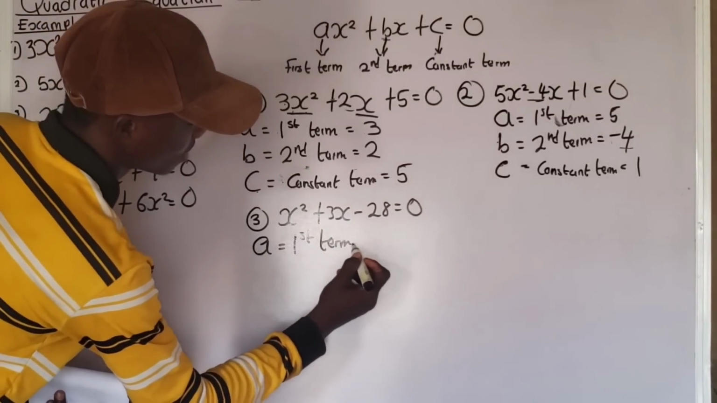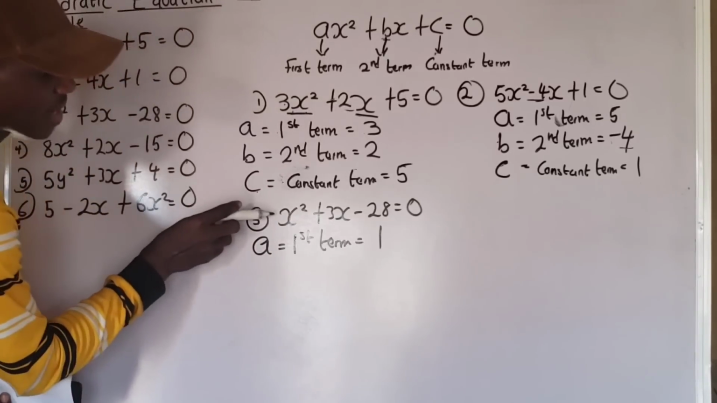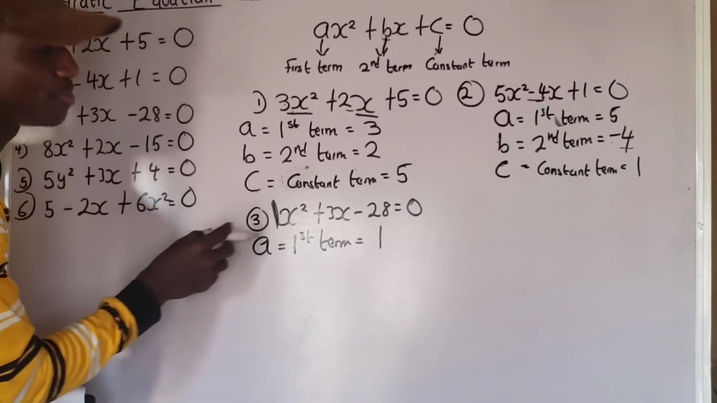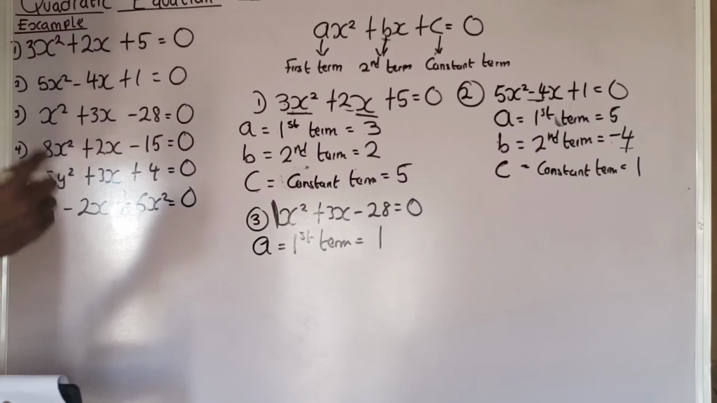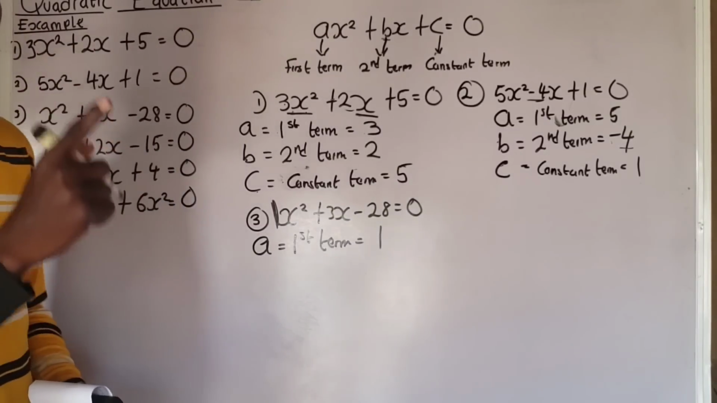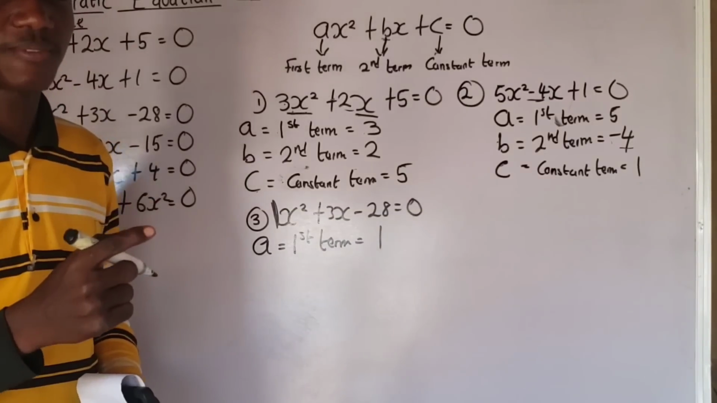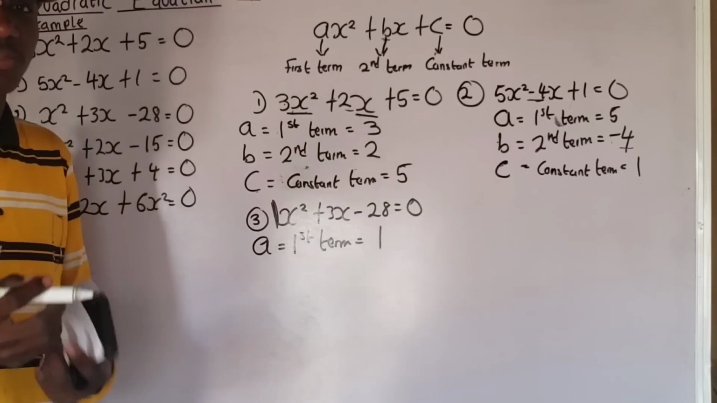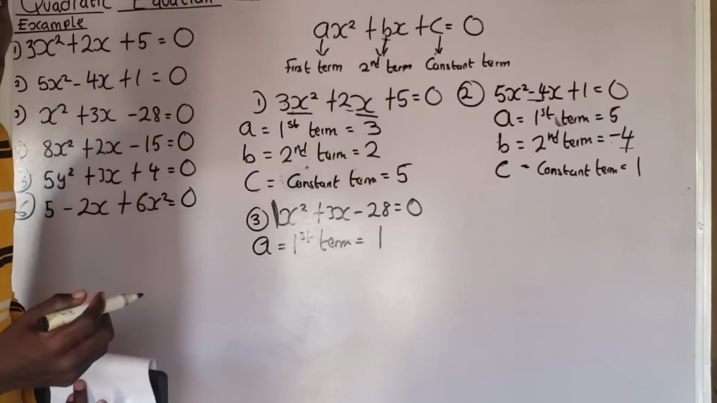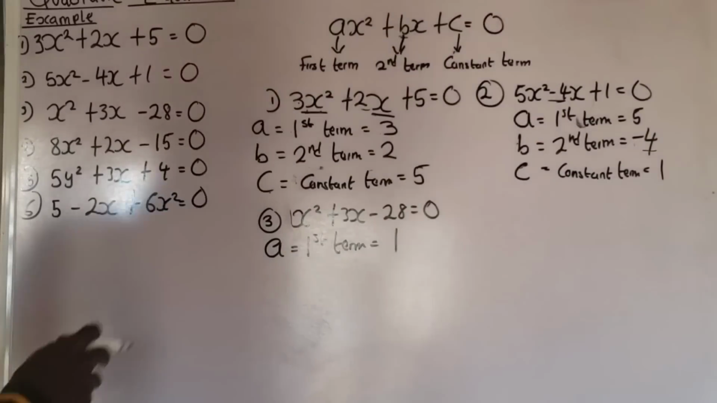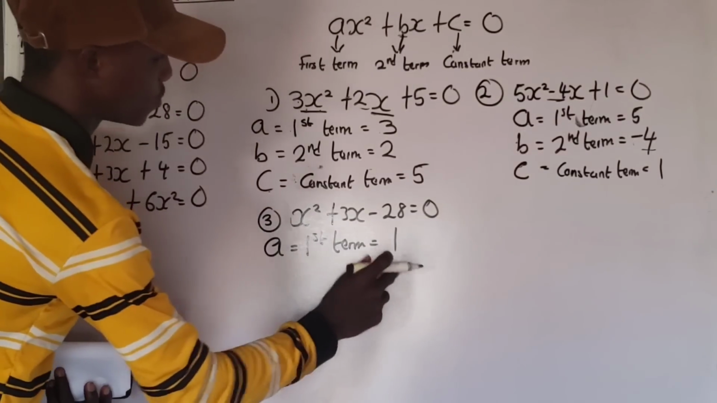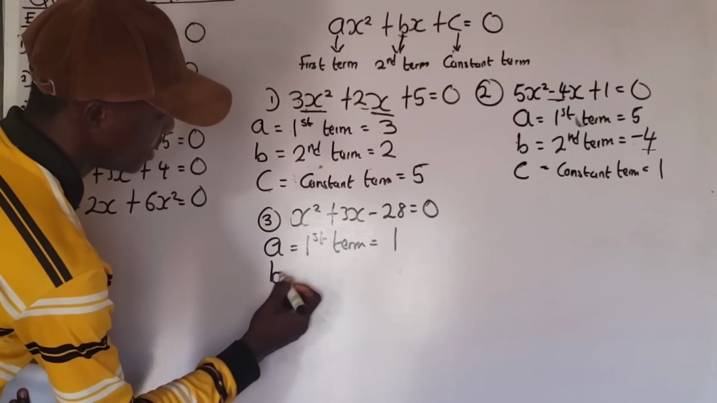First term. That's 1. Now, you might not see 1 as the coefficient of this x squared, but there is an invisible 1. You understand? 1x squared is also the same thing as x squared. 1a is also the same thing as a. You might not see 1 as the coefficient of x squared. You understand? So the first term here is 1, and the second term, which is b, equals what?